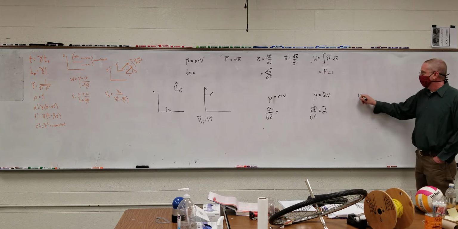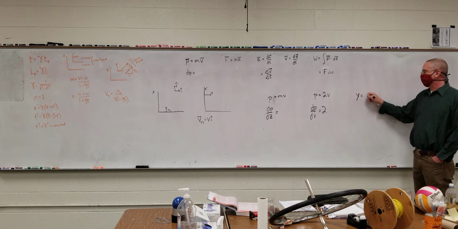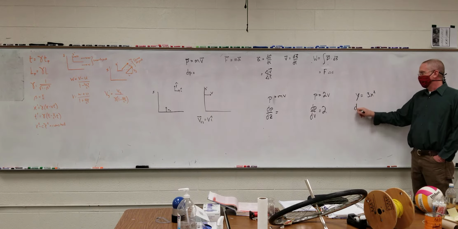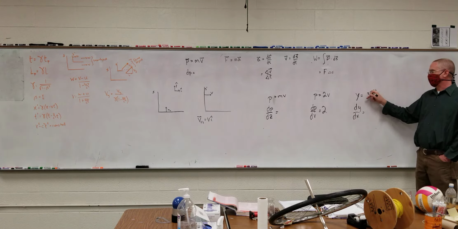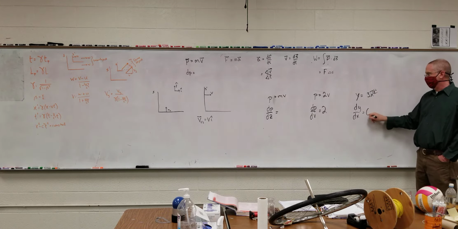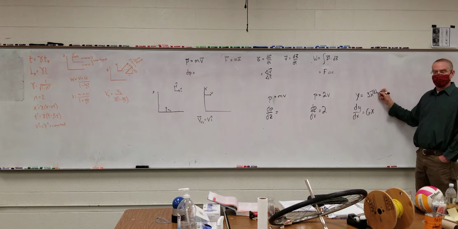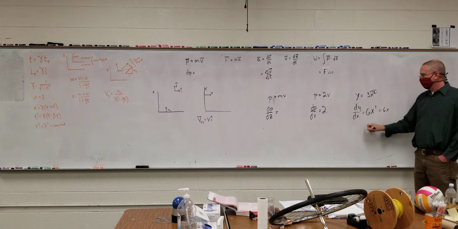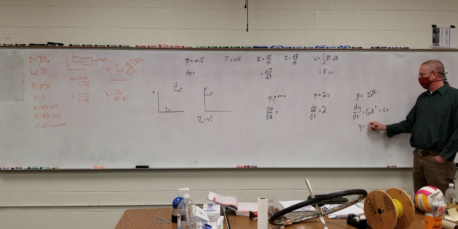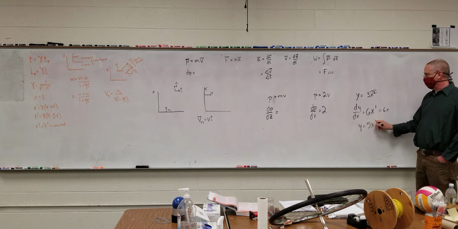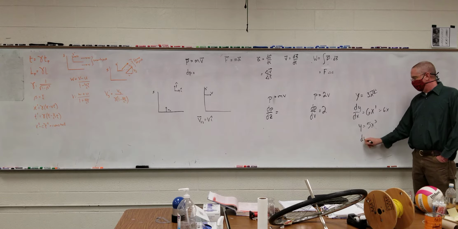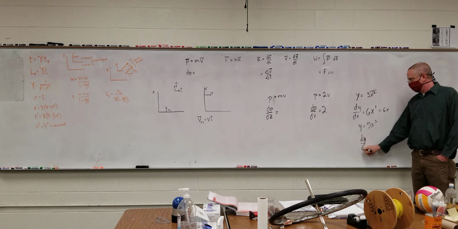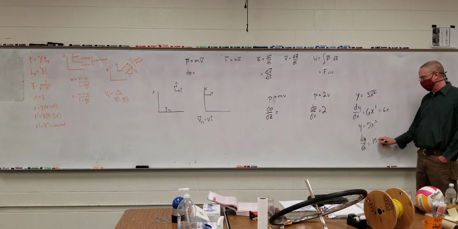So if I have y is equal to 3x squared, dy dx, as you multiply this coefficient times that number right there, and then you subtract 1 from this, or just 6x. Or if y is equal to 5x cubed, the first derivative would be 15x squared. Yep.